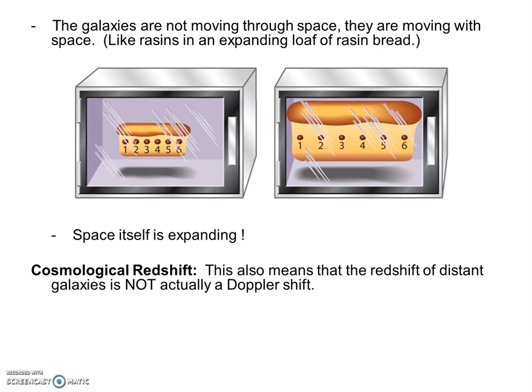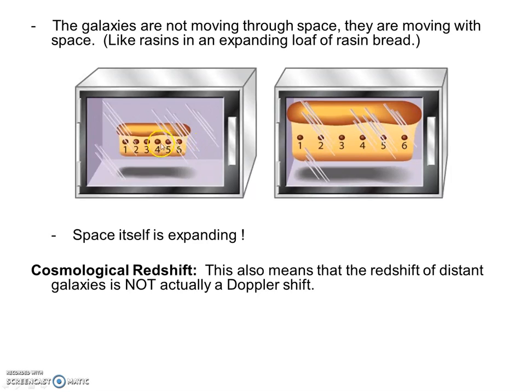The redshift of distant galaxies isn't a redshift caused by the galaxies moving through space. It's caused by the stretching of the wavelength of the photons as space itself expands. So in other words, let's pretend that raisin 6 here is a galaxy and raisin 1 is another galaxy. So when raisin 6 emits a photon, let's say a blue photon toward raisin 1 here, and let's pretend it manages to avoid all the raisins in between.